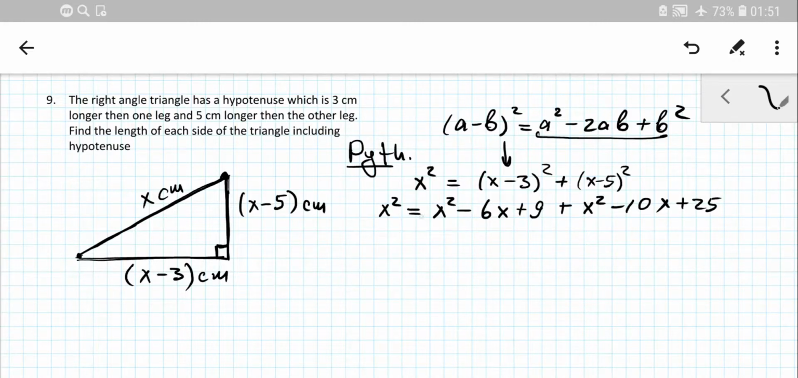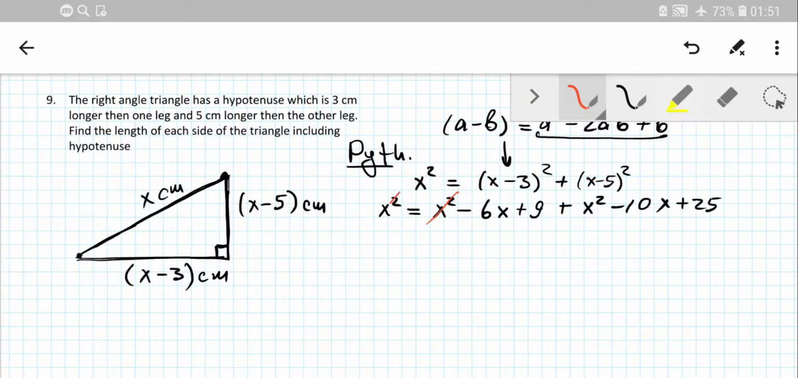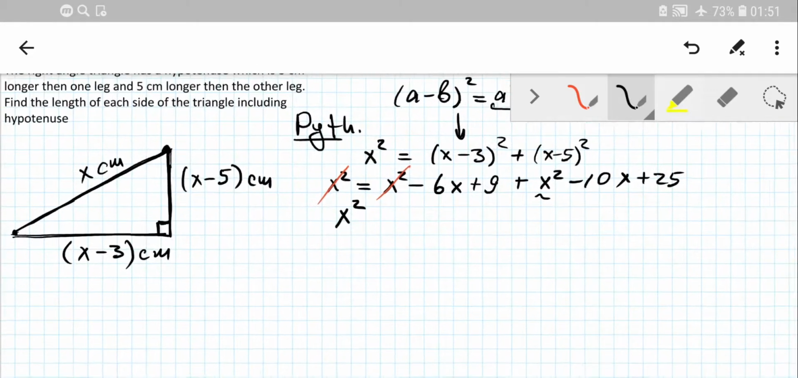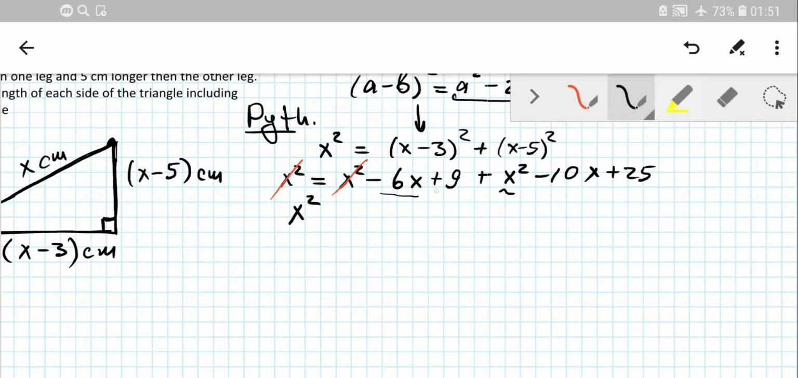Before adding, I simply cancel both x squareds because I don't need them. Now I've got x squared, then minus 6x and minus 10x gives me negative 16x, and then 9 and 25 gives 34. And that's it. On the right side I've got 0.